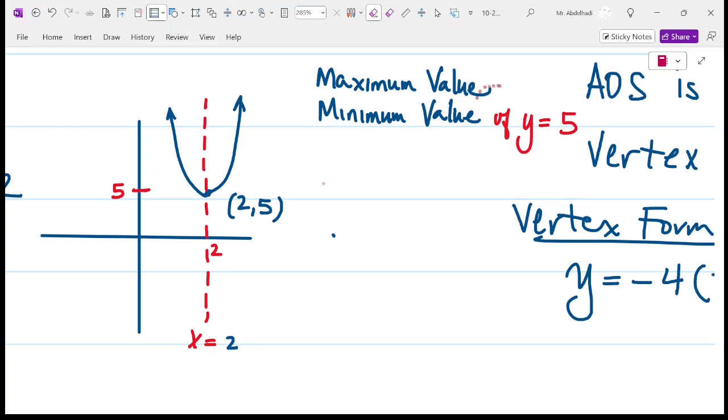Now, what's the maximum value of this parabola? It doesn't have one. Okay? There is no maximum value because it goes up to infinity. Infinity is not a number you can actually quantify. So it has no maximum value.